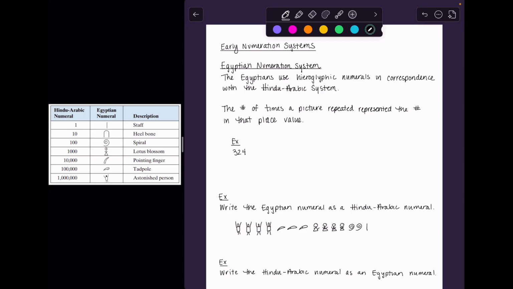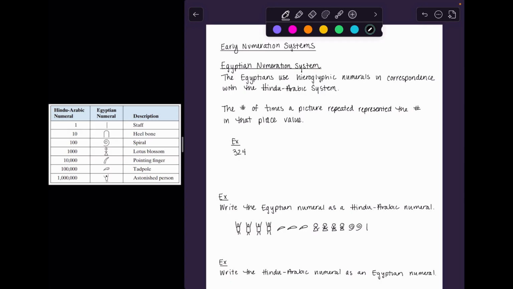They had a different hieroglyphic for each different place value, and say they wanted to represent the number 4, well, they would repeat the hieroglyphic symbol for 1 four times. If they wanted to represent 10,000, they would just write a single one of that hieroglyphic, which you can see on the left is a pointing figure. If they wanted 70,000, they would do the pointing finger 70 times.